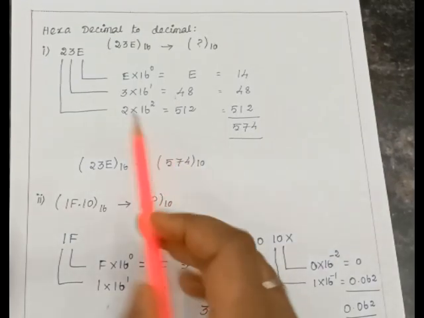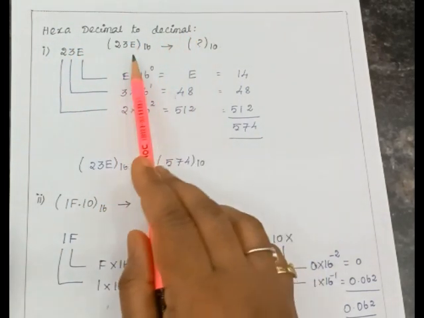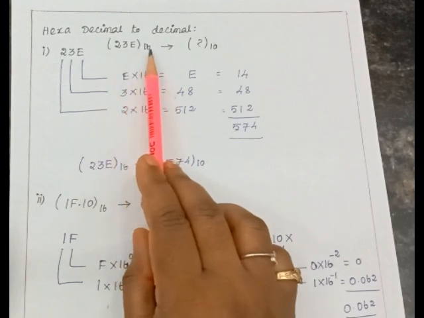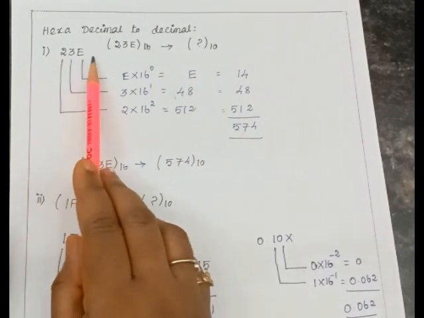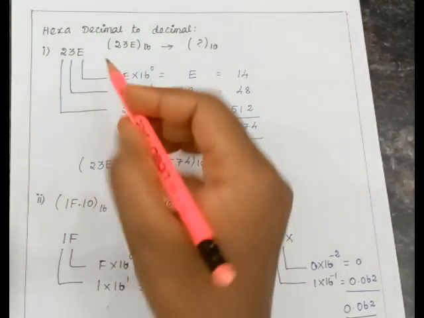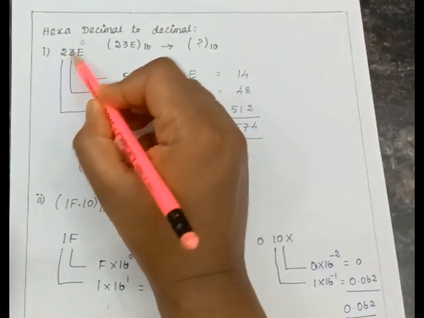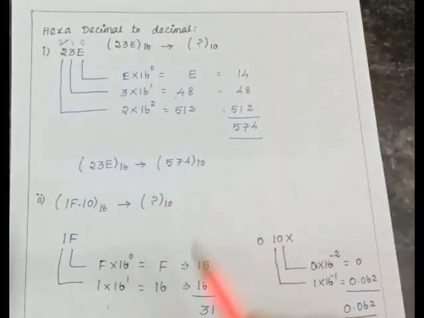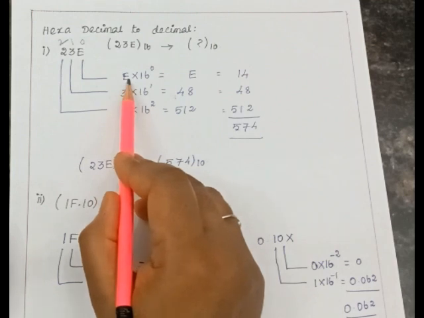And next one is how to convert hexadecimal number into decimal number. The problem is given, that is 23e hexadecimal, that is equivalent radix is 16. What is the value of decimal? So 23e. So here also we have to assign the place value. For e, the place value is 0, and for this 3 place value is 1, and for this 2 place value is 2.